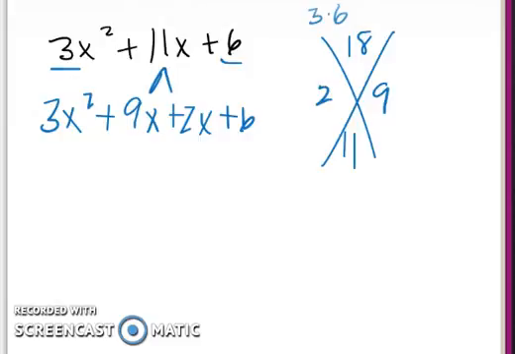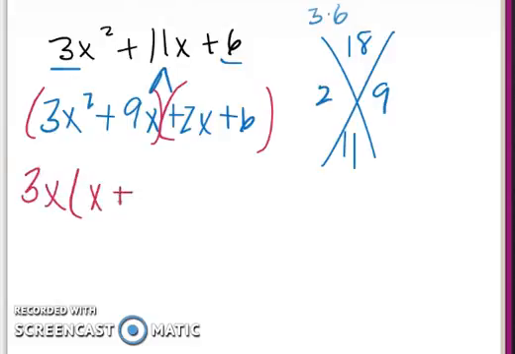At this point, we're going to go ahead and factor by grouping. Pull out a 3x. Hopefully this is getting so repetitive for you now that it's really getting easy. And then over here we can pull out a 2.